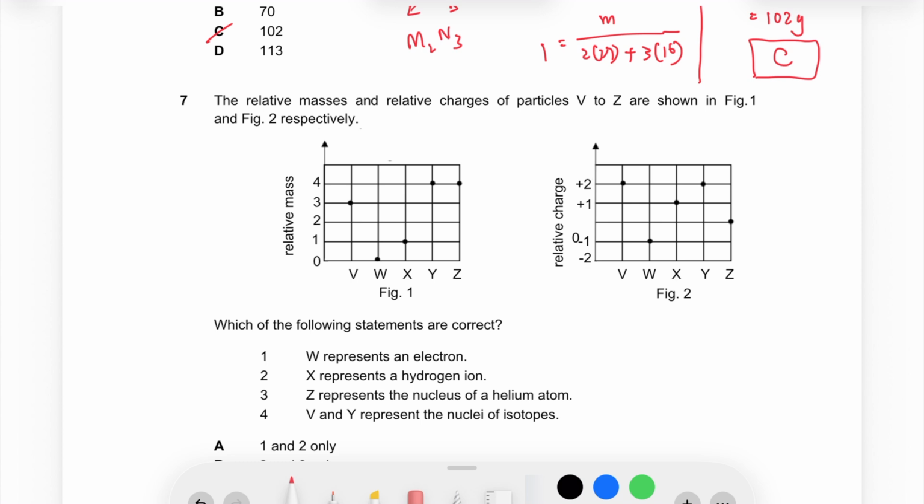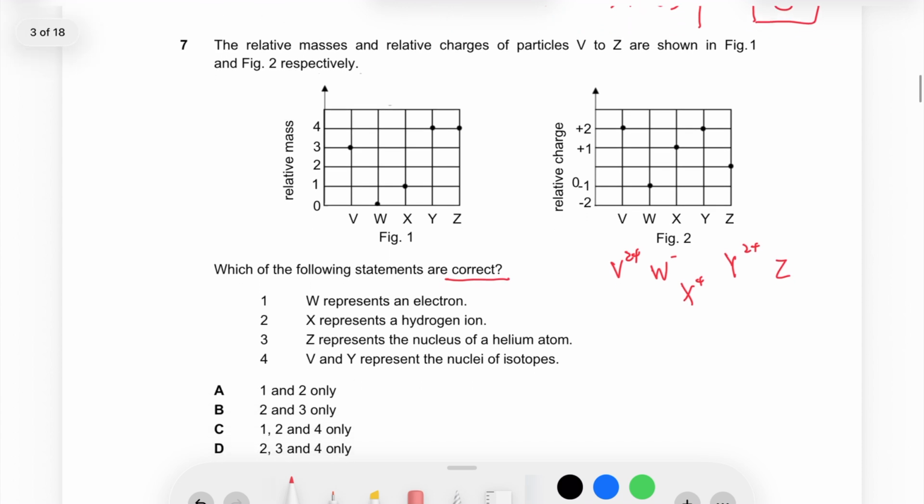The relative mass and the relative charge of particles V to Z are shown below. Which of the following are correct? So let's look at this. This one, the charge is plus 2. W is minus 1. So V will be 2 plus, W will be minus, X will be plus, Y is 2 plus, and Z has no charge.